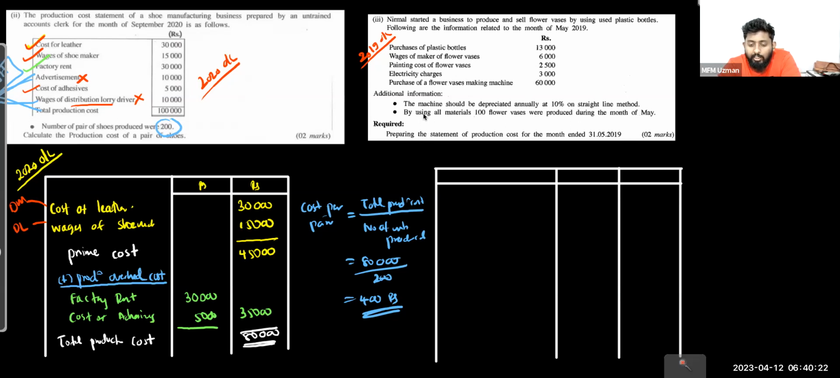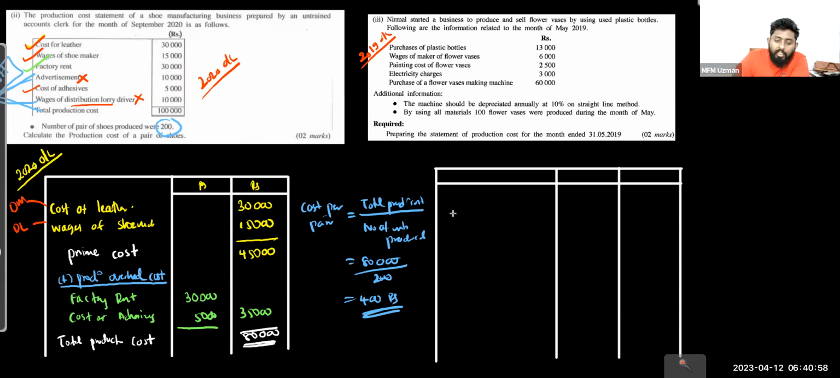Look, what have they given, guys? By using all materials, 100 flower vases. That means what? Why are they saying like that? By using all materials. If 3,000 worth of plastic bottles remained as closing stock, I can't add 13,000 as direct material. Does it make sense? We purchased 13,000 of plastic bottles. If they say 3,000 bottles were remaining at the end of the period, I have to add as direct material only 10,000. Why? Even though you bought 13, you did not use all 13. But in this question, they said we had used all the materials.